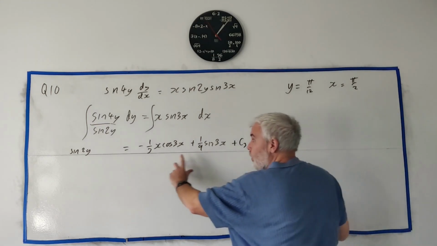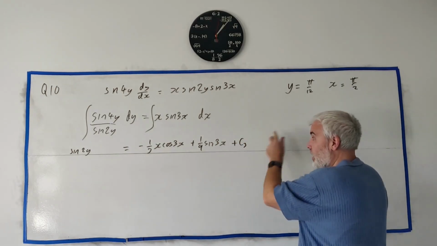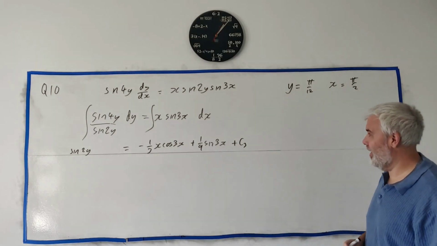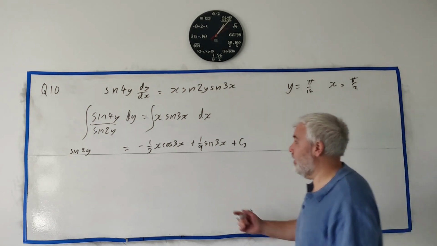Here's an equation with x, y, and a c. I know what x and y are, so I can find c. That's what they want you to do. You're going to lose probably 2 marks if you've done everything else and don't finish with this. Let's put it all in.